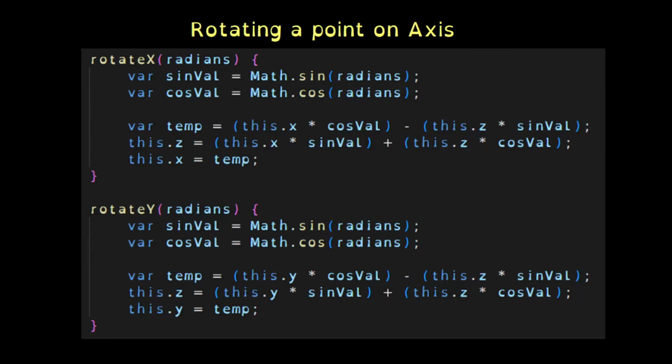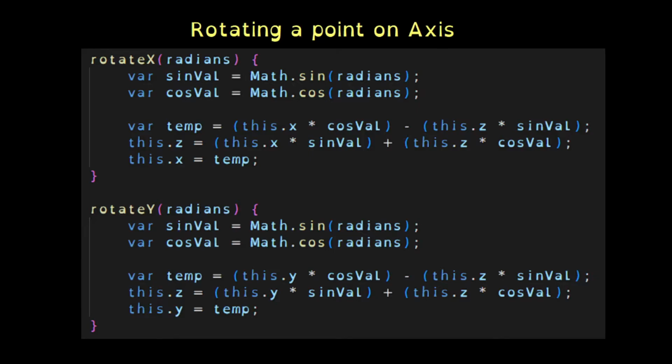I have a function over here called rotateX, which can take in an angle in radians. It calculates the sine and cos values of the radians using the Math.sin and Math.cos functions. The new x position is calculated as x times cos minus z times sin. The new z position is calculated as x times sin plus z times cos. And of course, the assignment to x happens over here. The rotation along the y-axis is exactly the same, except the y is calculated in exactly the same fashion as x.